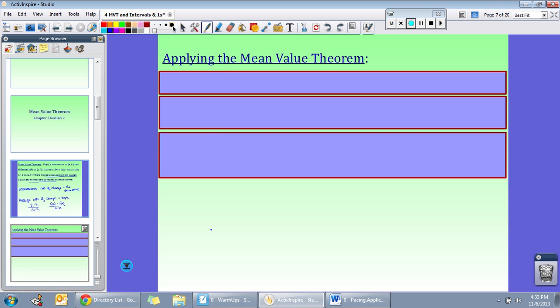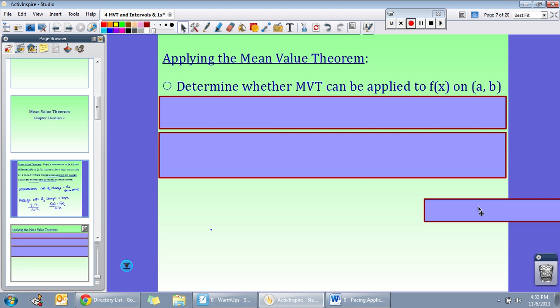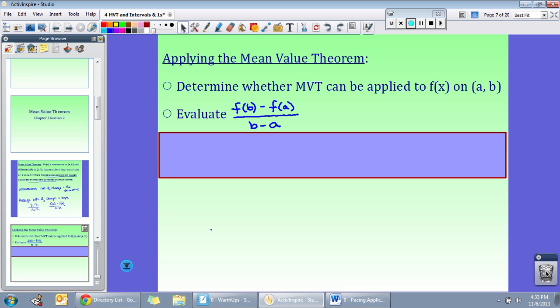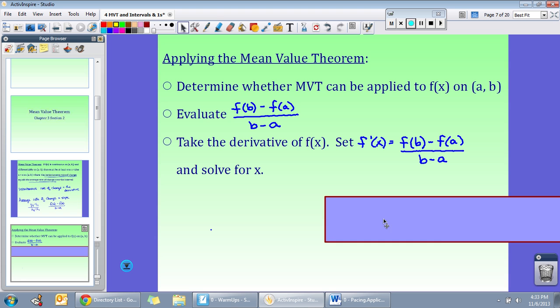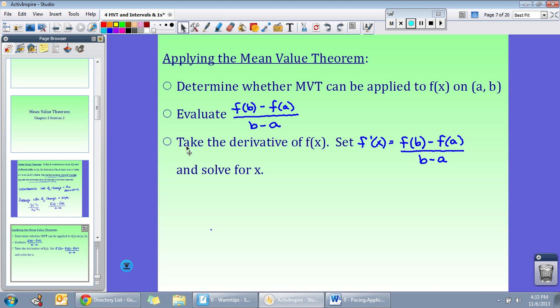When you're trying to apply the mean value theorem, it's important to be able to determine whether the mean value theorem can be applied over an interval. To do this, you first need to evaluate the average rate of change. Then what we need to do is take the derivative of f of x for the instantaneous rate of change and set the derivative equal to the average rate of change, and then solve for x.